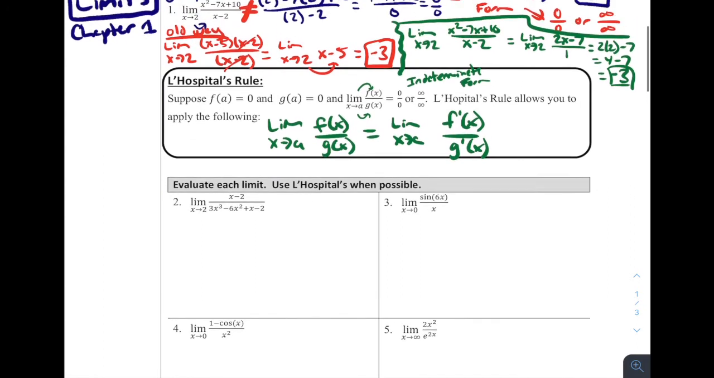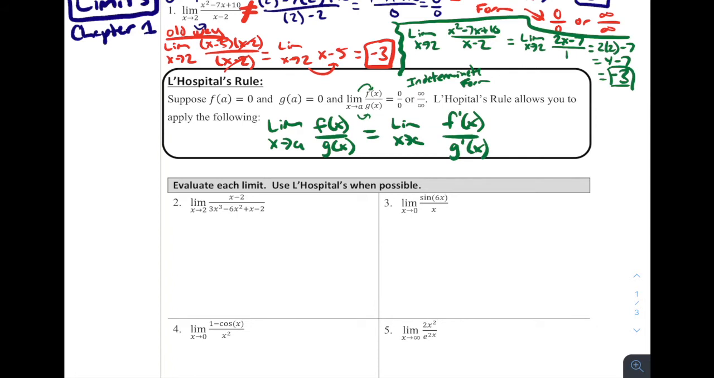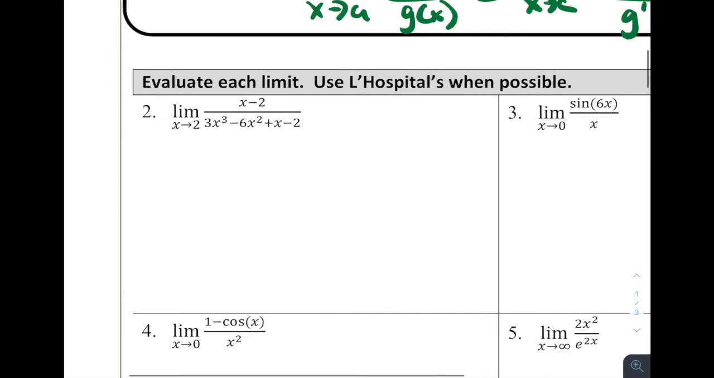Actually, even before that, I want to mention, hey, be careful. Notice here that this rule is not the same thing as the quotient rule for derivatives. Remember, we learned the quotient rule back in chapter 2. The quotient rule is the rule that we use for two functions that are being divided and we're taking the derivative. Notice that this is not the same thing as that, right? We're not doing low d high minus high d low all over low squared. That is something totally different from this L'Hopital's rule, where I just get to take the derivative of the numerator and divide it by the derivative of the denominator. Two different things. All right, number 2, evaluate each limit and use L'Hopital's rule when possible.